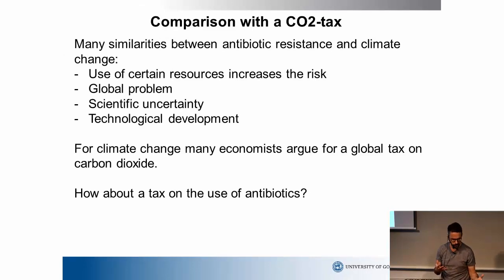Because antibiotic resistance and climate change share a lot of things in common. It's a global problem, so a lot of people in many different countries are going to be affected. Increased use of the resource is going to increase the risk of global warming or of antibiotic resistance. There is for sure scientific uncertainty in both these fields, and there is interesting technological development in both fields as well, right? So when it comes to global climate change, a lot of economists are arguing, why don't we impose a global carbon dioxide tax?